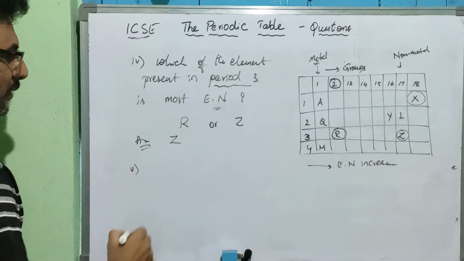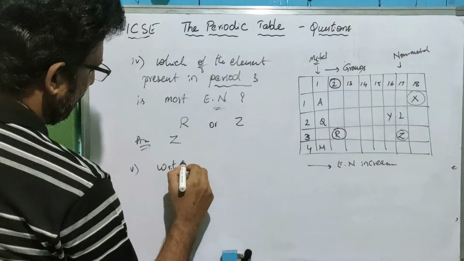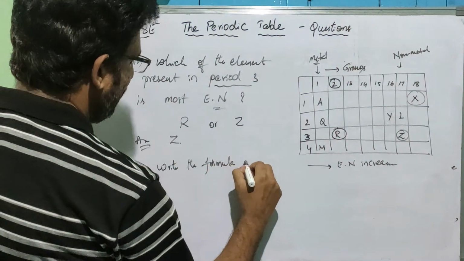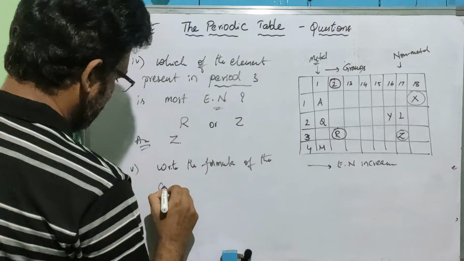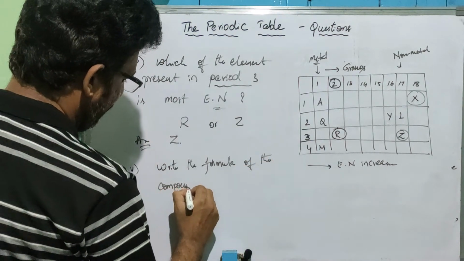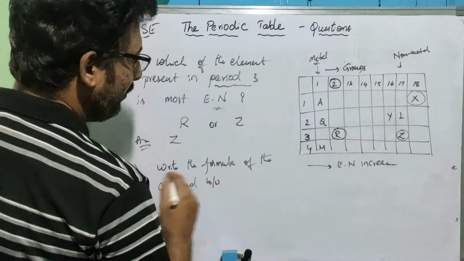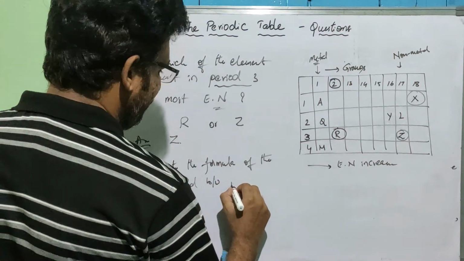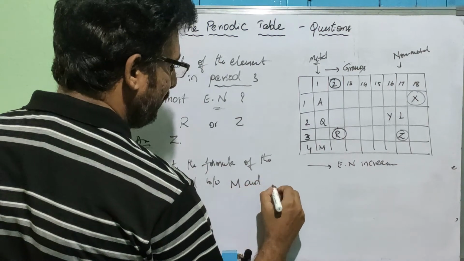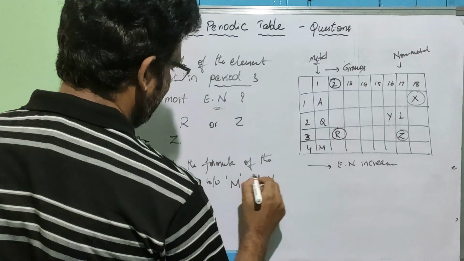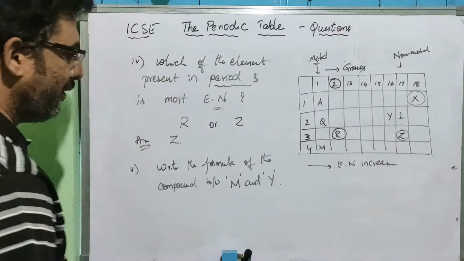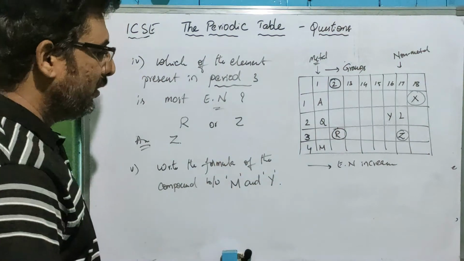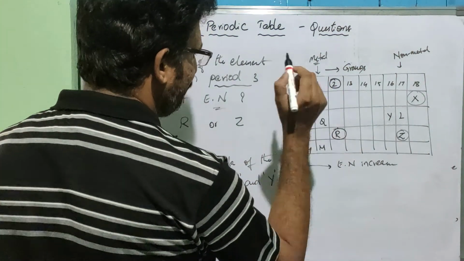Next question. Write the formula of the compound between the elements M and Y. You have to write the formula of the compound between M and Y. So here you can see M belongs to group 1.